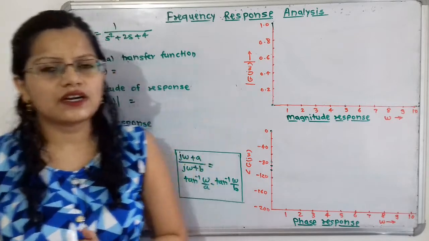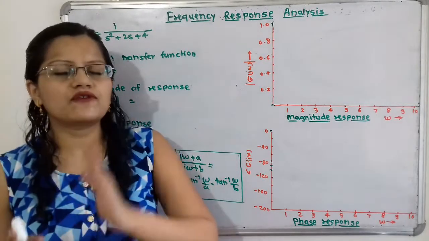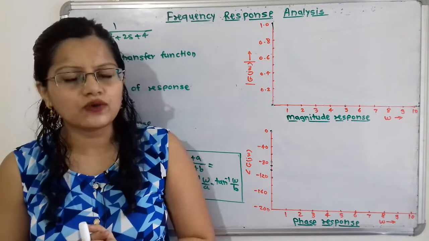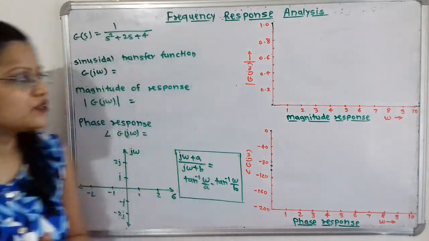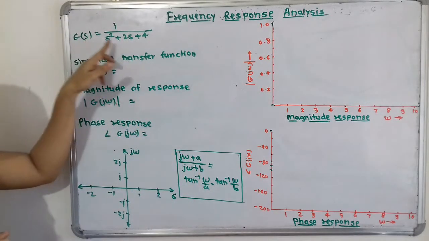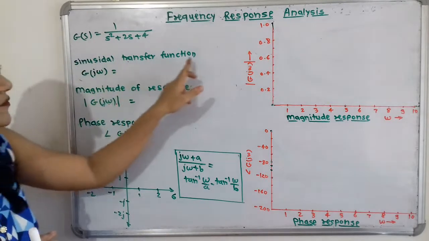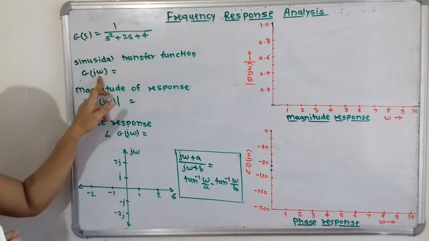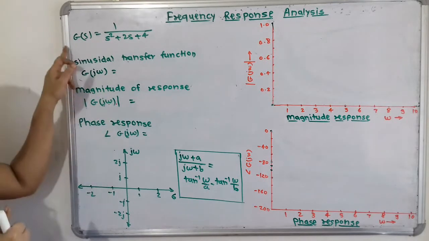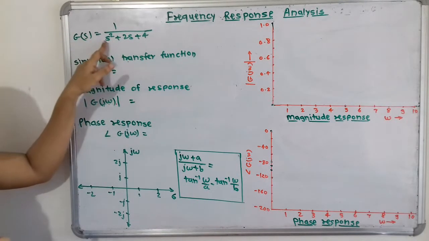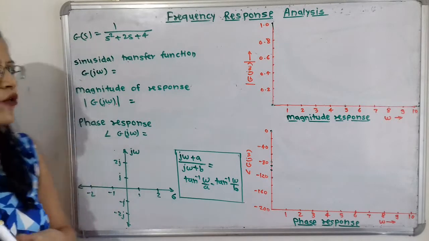Let us first convert this given system into frequency domain. So how to convert this? That is, we have to take j omega instead of s. So we can say that the sinusoidal transfer function G of j omega is equal to, in this given transfer function we have to replace s with j omega.